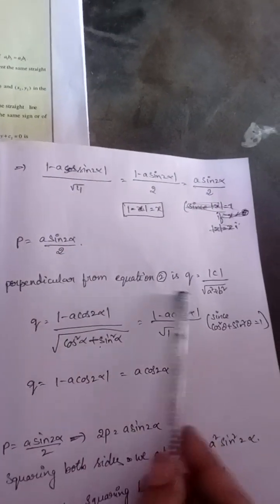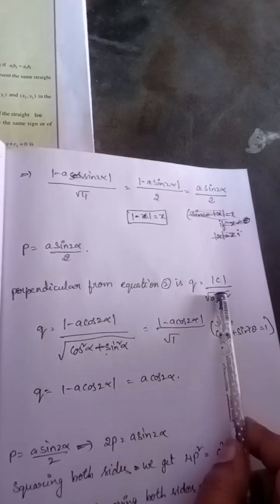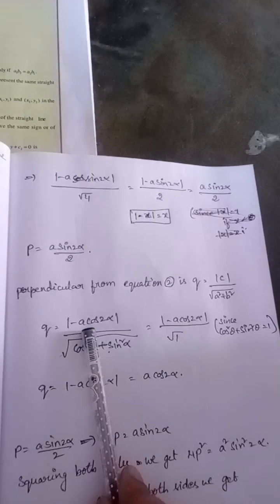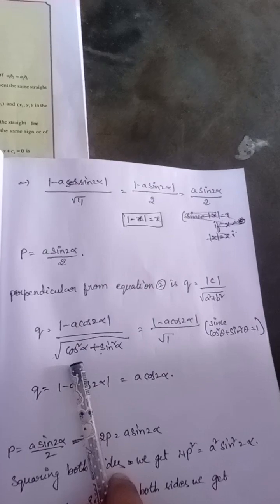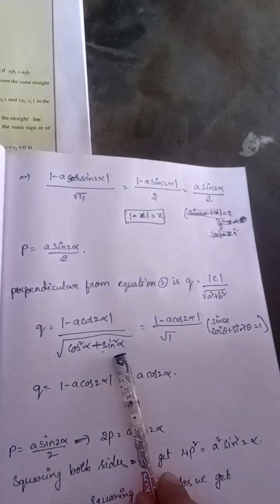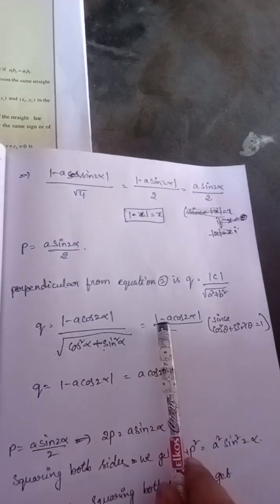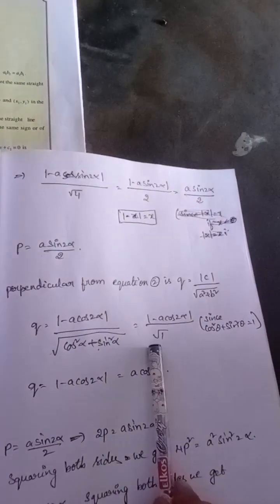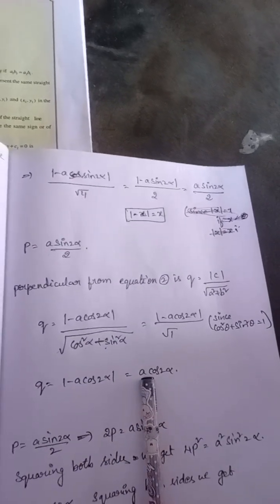Next, the perpendicular from equation 2 is Q. For this also we use the same formula. In that equation, the constant is minus A cos 2 alpha, by root of cos square alpha plus sin square alpha, where this is the x coefficient and this is the y coefficient. Again, cos square theta plus sin square theta equals 1. So mod of minus A cos 2 alpha by root 1, which is 1. So Q equals, at last, A cos 2 alpha.